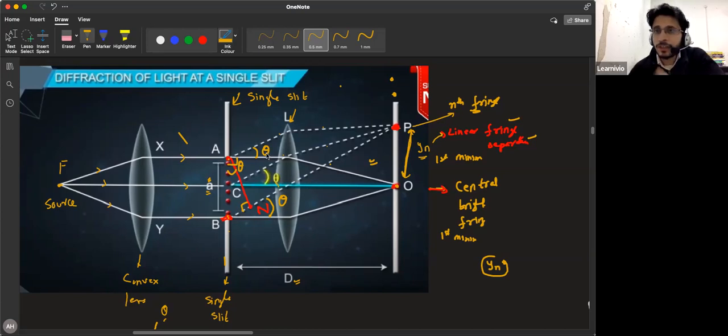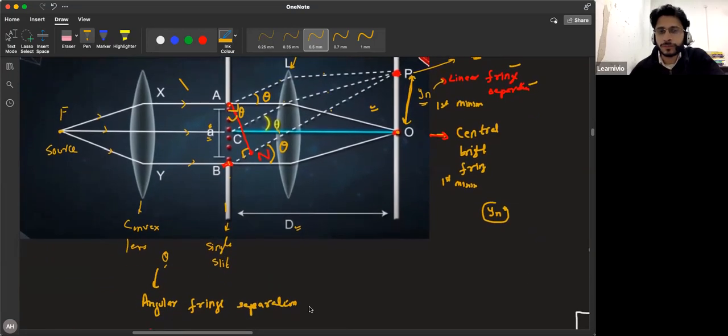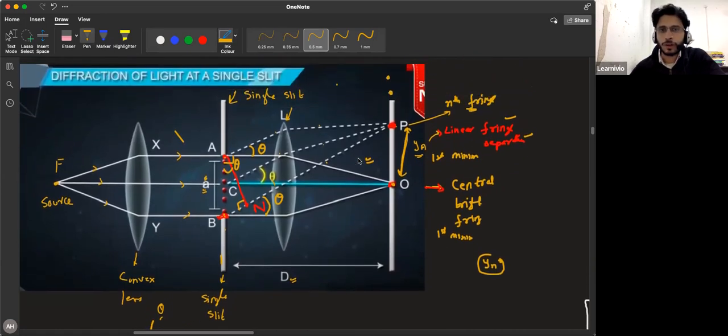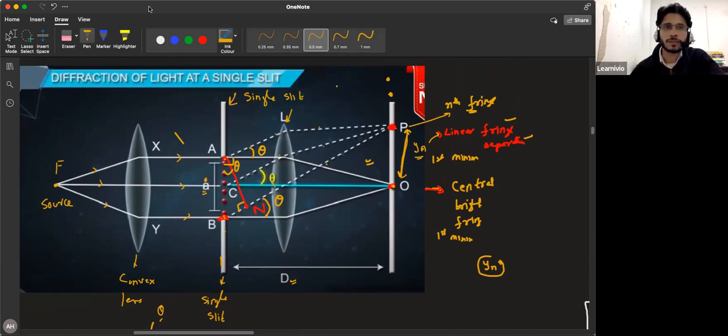And this theta here is known as the angular fringe separation. So this Yn and theta can be related. Theta is the angular part of Yn. Okay, just note it down. Then we'll start the next part of the calculation. Note it down, please.